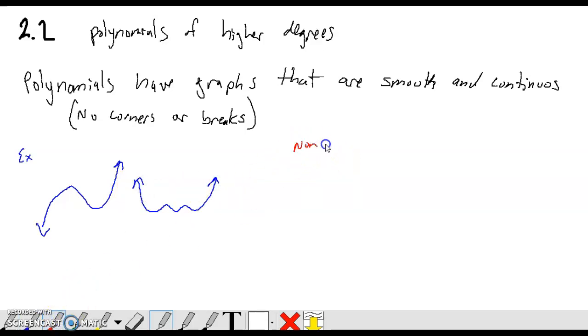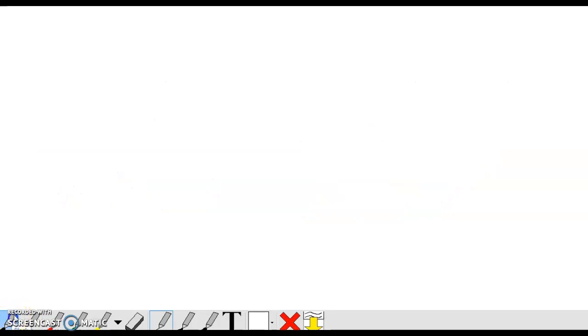Non-examples would look something like this. Maybe you have a piecewise function. It's still a function, but it is not smooth or continuous. I had to pick up my pencil or my pen. Something that has a break in it, so absolute value graphs are not considered polynomials, or maybe something that just has a hole in it to begin with. Again, these would be examples of non-polynomial functions.